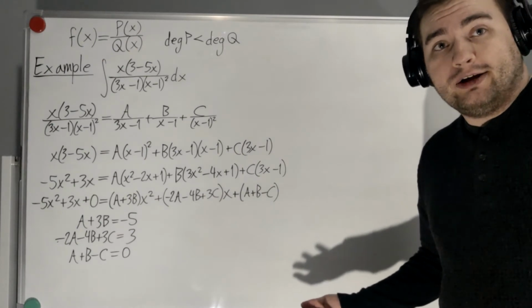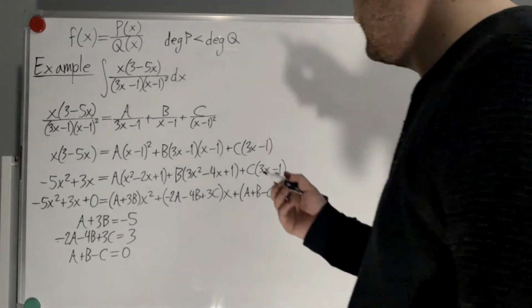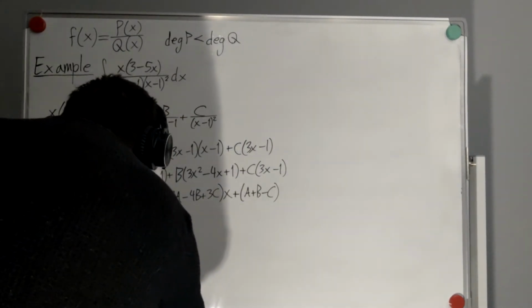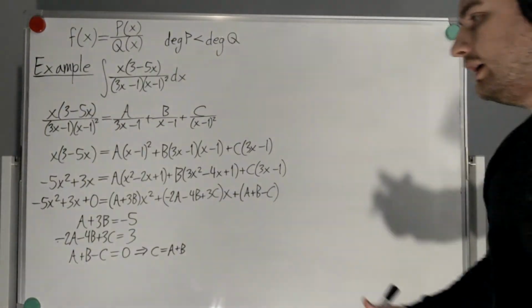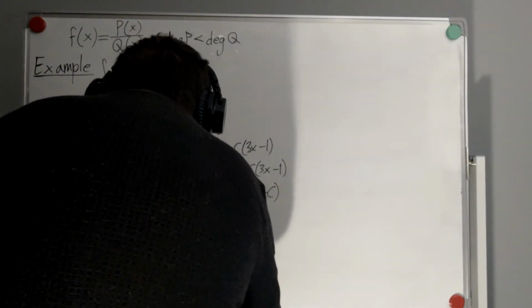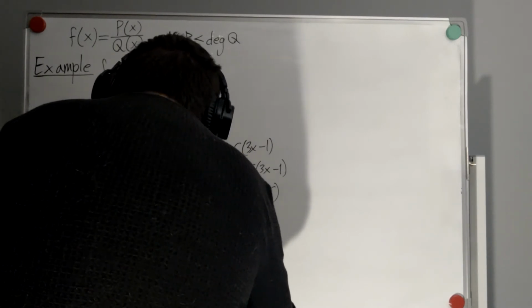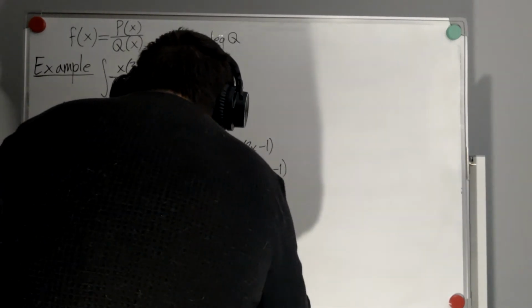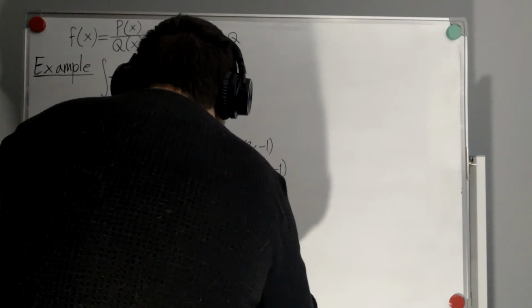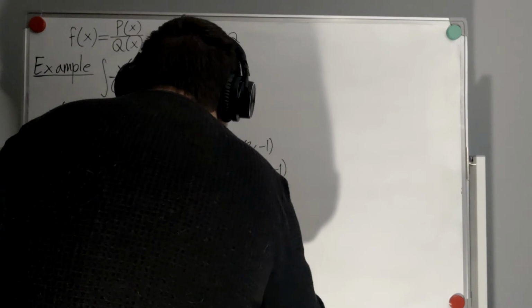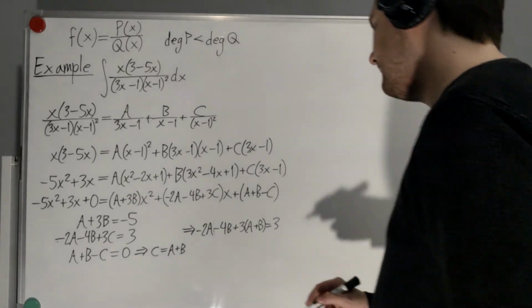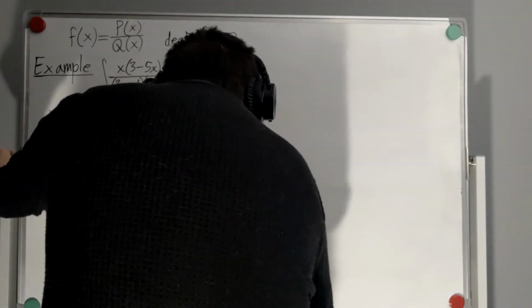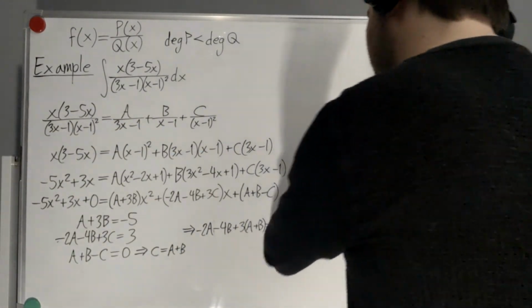I guess the way I want to handle this now is by saying, okay, by the last equation, c has to be a plus b. So the last equation indicates that c is just a plus b. And then in that case, the second equation really says negative 2a minus 4b plus 3 times a plus b equals 3, which, of course, can be simplified a bit. We can turn that into a minus 3b equals 3.